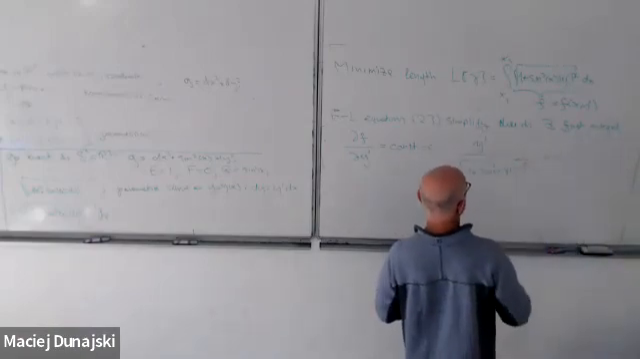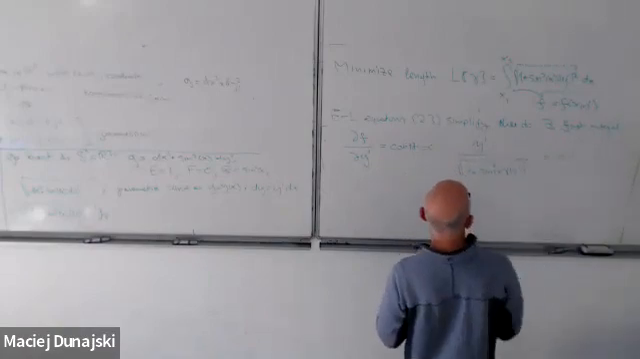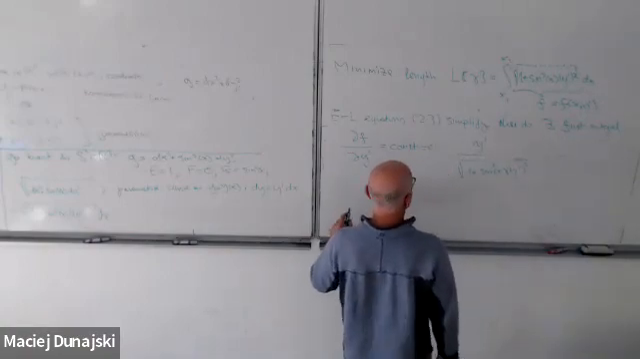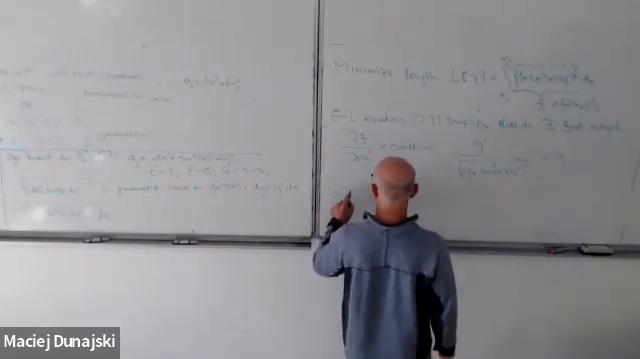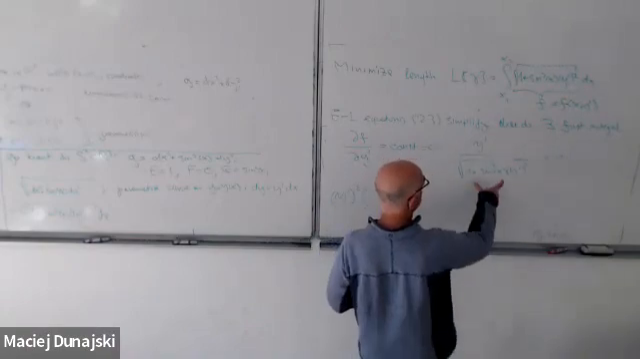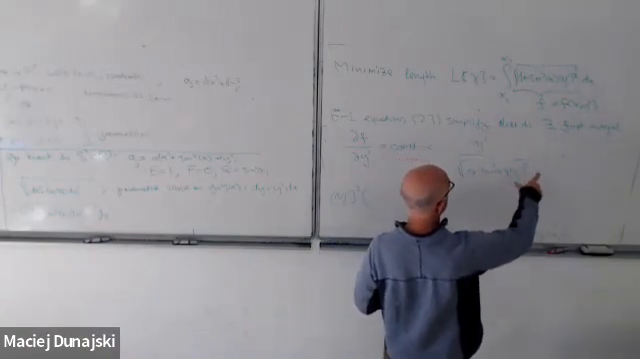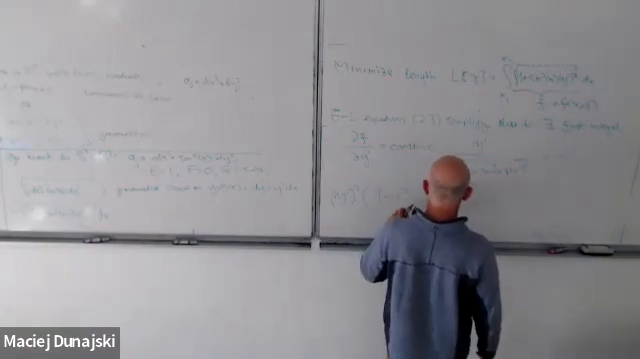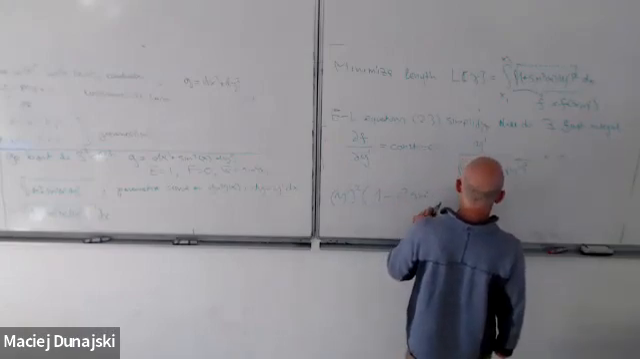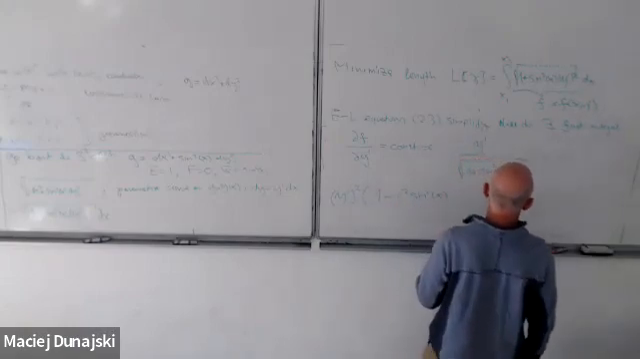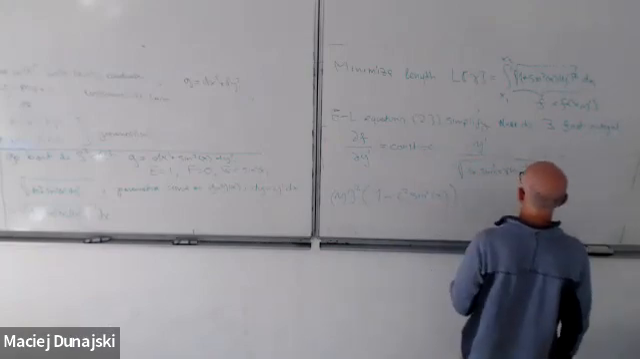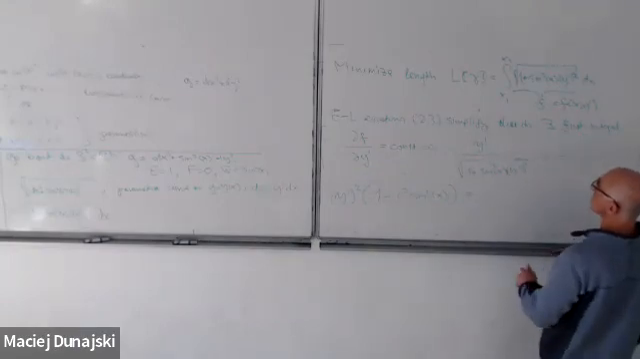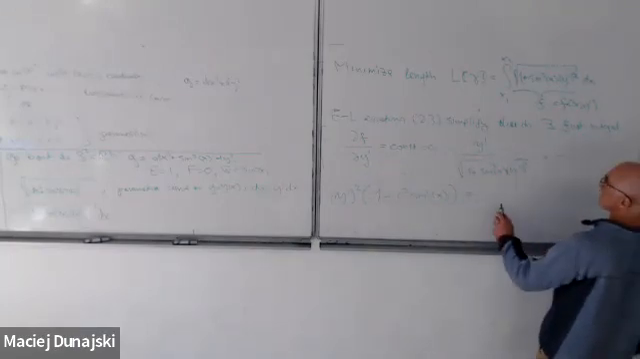Okay, so let's tidy this up, square both sides and move y prime to one side. So I have y prime squared times 1 minus c squared sine squared of x equals c squared.